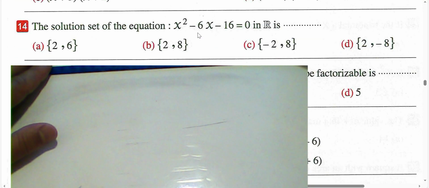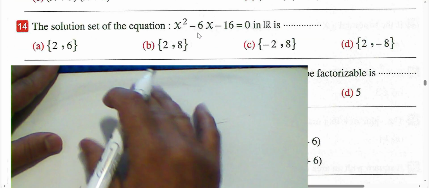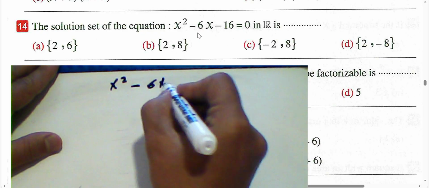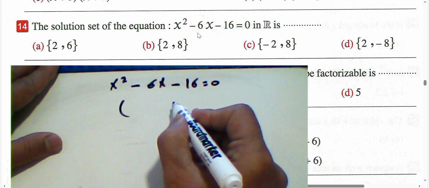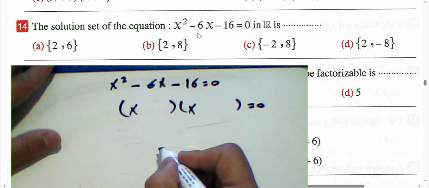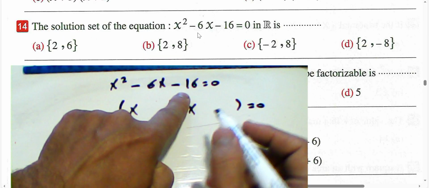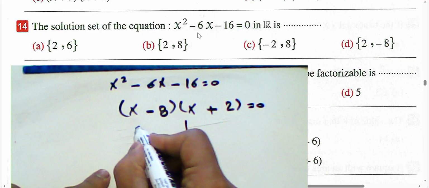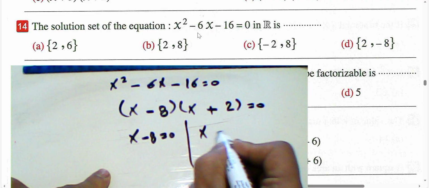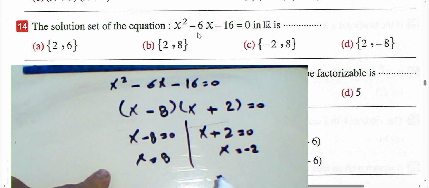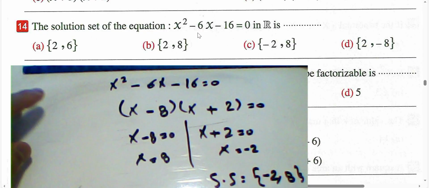Number 14. The solution set of the equation x power 2 minus 6x minus 16 equals 0. We can factorize the expression. x power 2 equals x multiplied by x. We want two numbers whose product equals 16, like 2 times 8. The difference between them is 6, right? This negative and this positive. Then we have x minus 8 equals 0 and x plus 2 equals 0. Then the value of x here equals negative 2 and x here equals 8. The solution set will be negative 2 and 8.